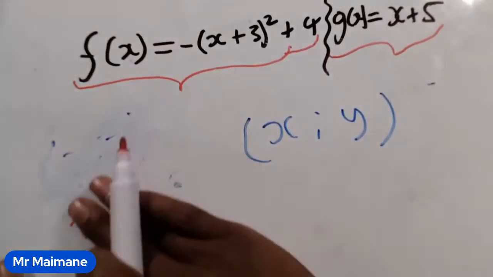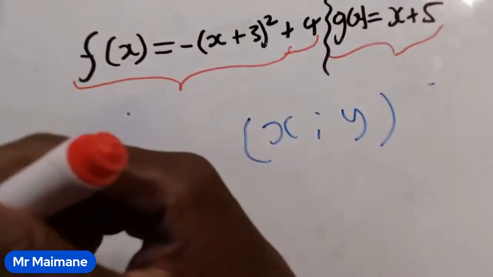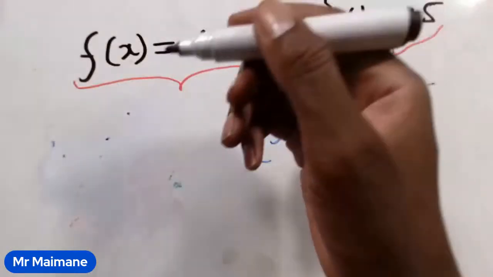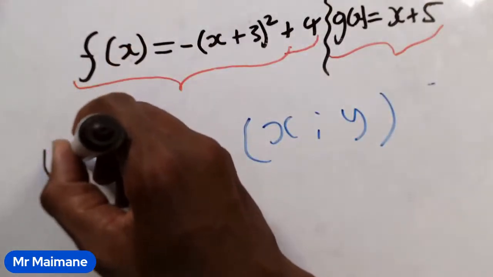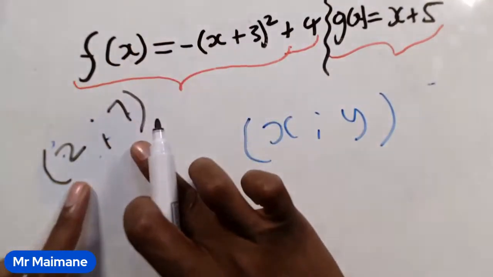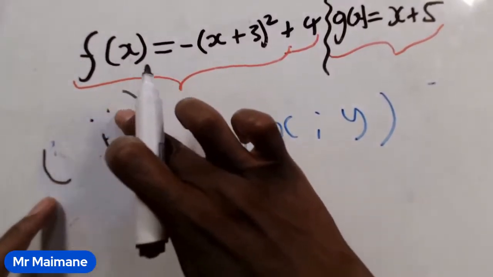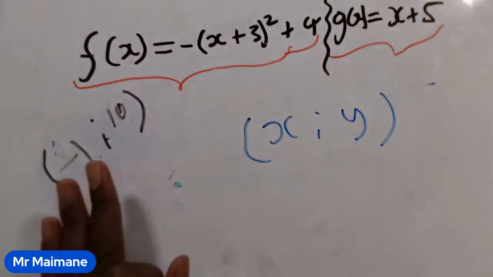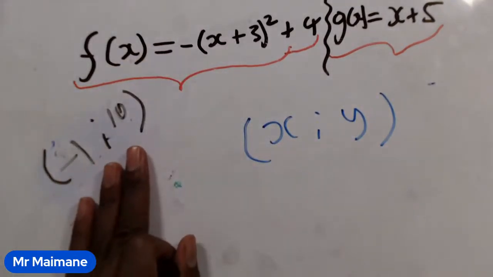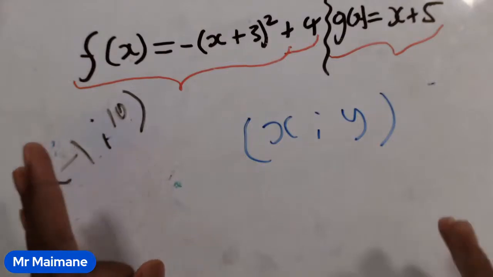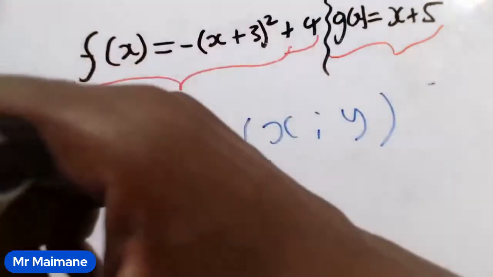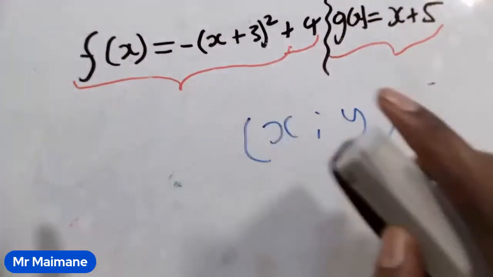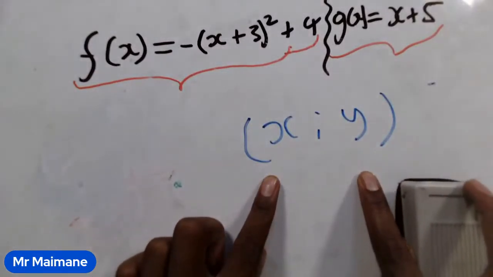So the communication within this language, just like any other language: when someone says one of the points is 2 and 7, or let me use a different figure, say minus 1 and 10, you just know that at this point the value of x is minus 1 and the value of y is 10. That's what we call a point. So always think of x, y whenever you think of a point.